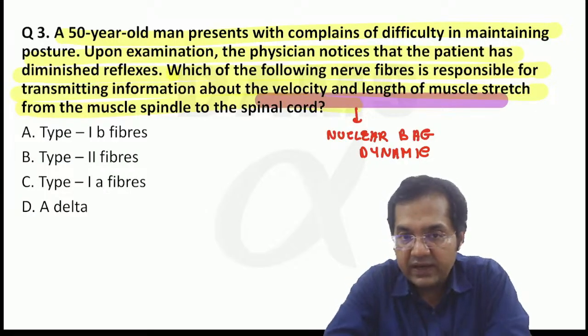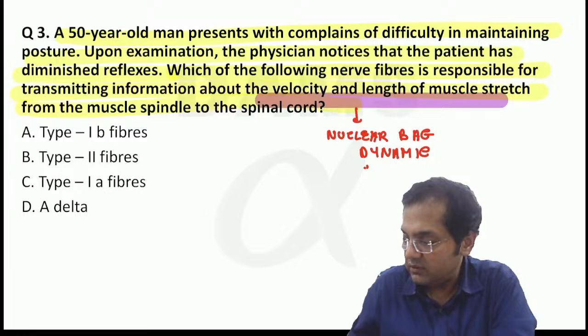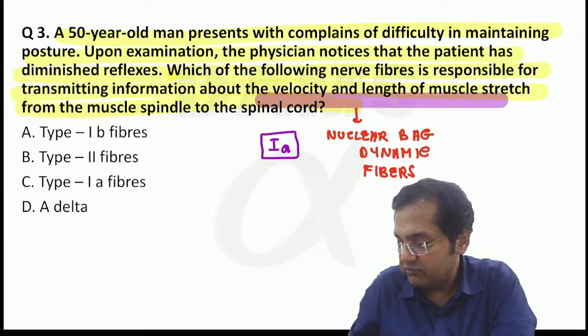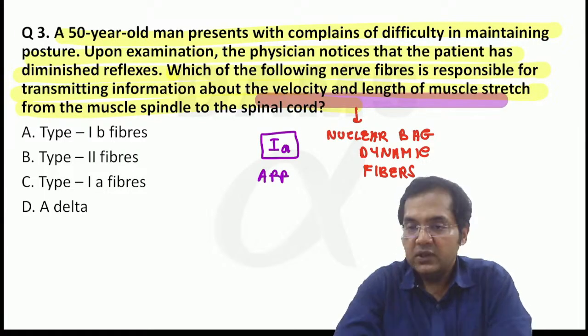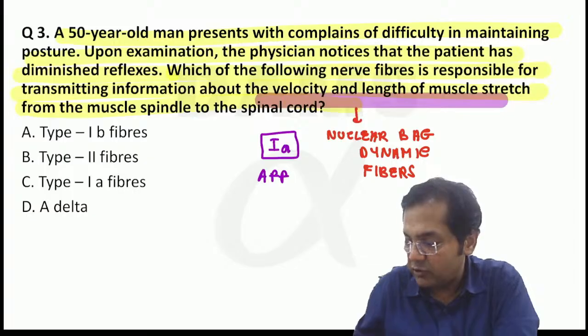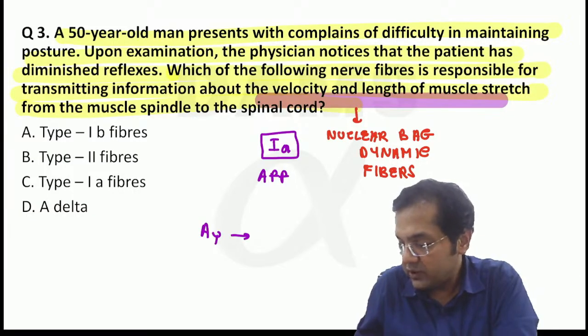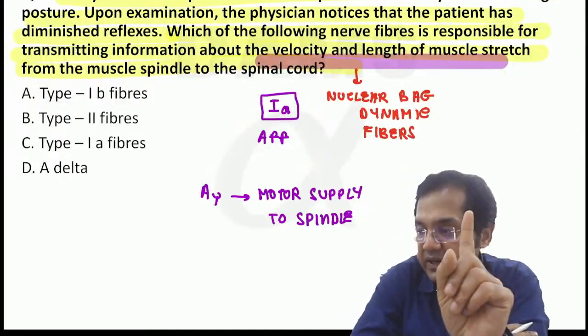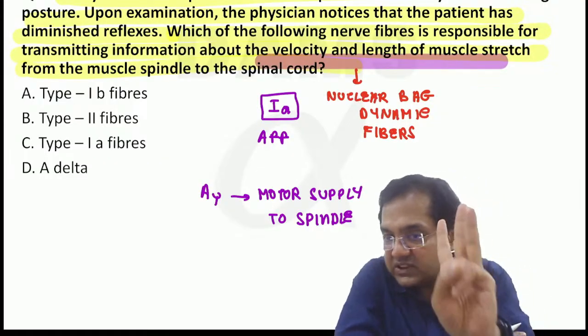So nuclear bag dynamic fibers. Remember, they detect both velocity and length of muscle stretch. This is the 1A fiber function, which are the afferents from nuclear bag dynamic, right? No, Sushmita ji, A gamma is for motor supply to the spindle. Yes, that is motor supply to the spindle. You are getting confused. I am asking you afferents. There are nuclear bag dynamic, nuclear bag static, nuclear chain static.